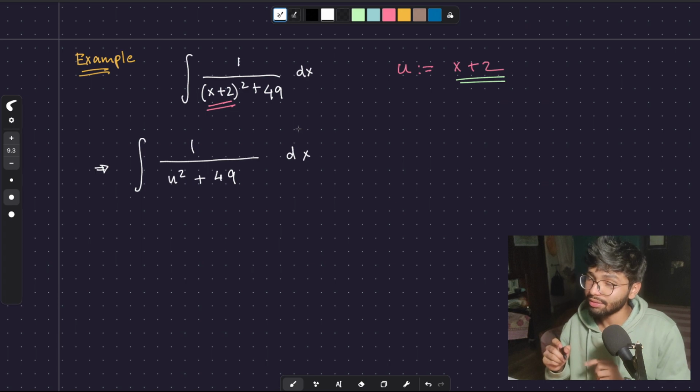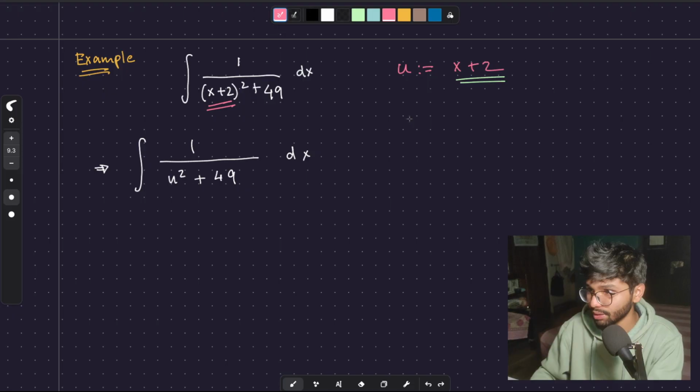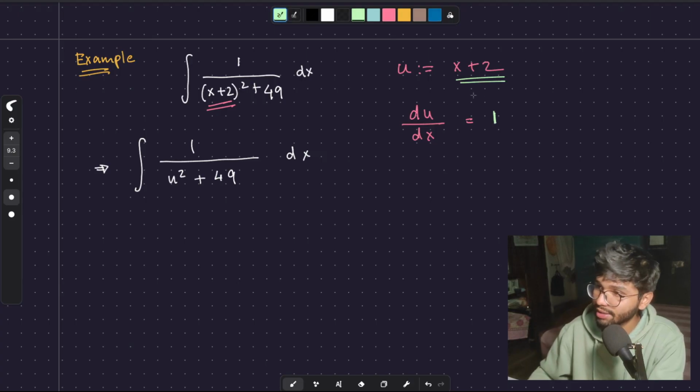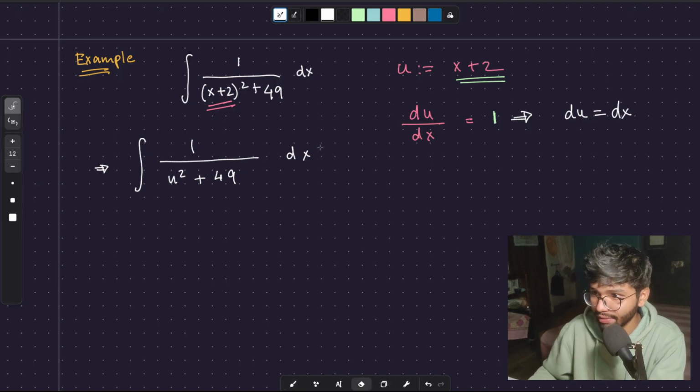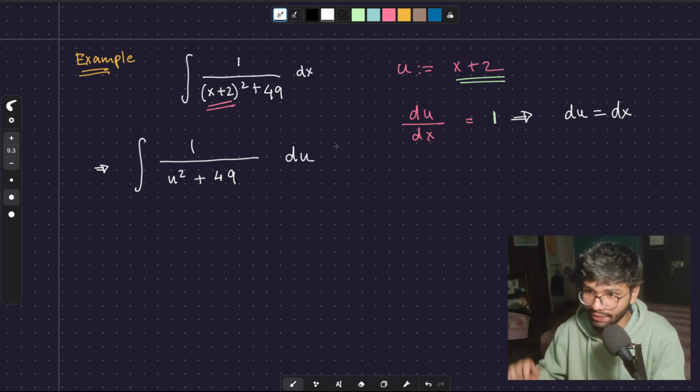But we have u over here, and we have x's over here, so that isn't going to work out. So what we are going to do is take the derivative of this whole expression, both sides, with respect to x. So du by dx is 1 over here, and the constant goes to 0. That means we have du equal to dx. So we can erase this dx and replace it with du, and it is all equivalent, and we're all good.